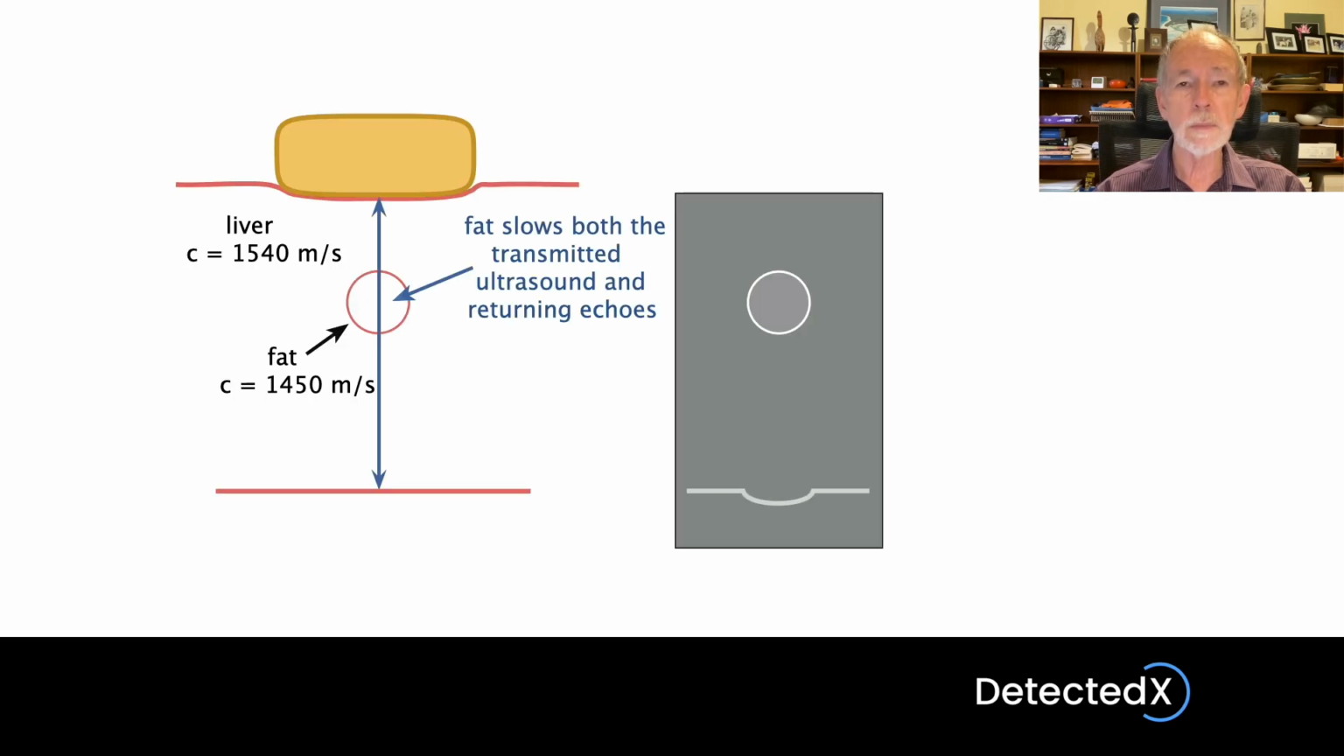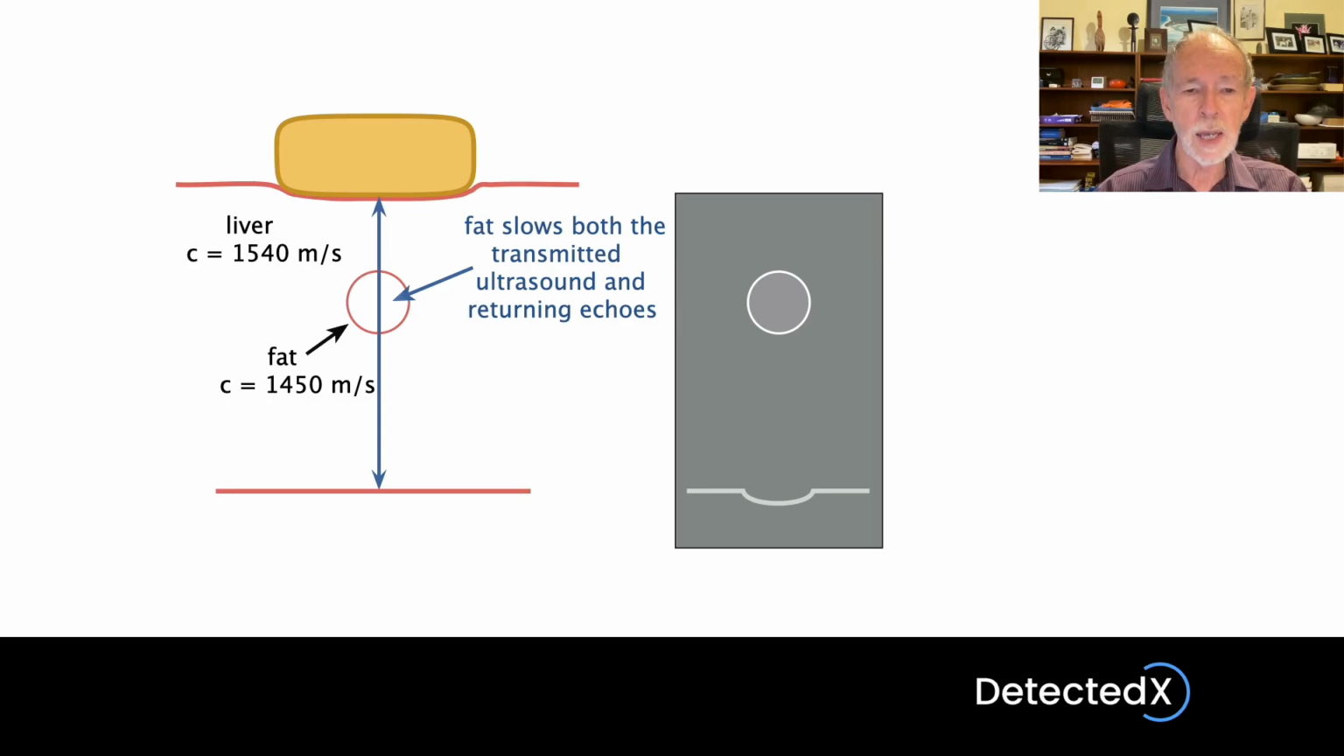Let's look at an example. I'm showing here a liver with a fatty region somewhere in the center of it. Fat has a significantly lower propagation speed, around 1450 meters per second. So when the transmitted pulse travels through the fatty region, it's basically slowed down. When the echoes are returning, they too will be slowed down as they pass through the fat. So the echoes that have passed through the fatty region will arrive later than the machine would expect, and therefore they are displayed deeper than their true depth.